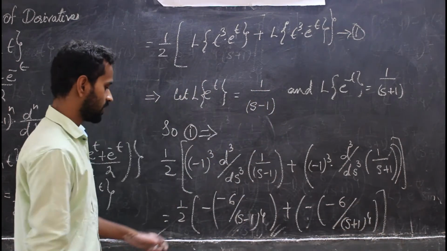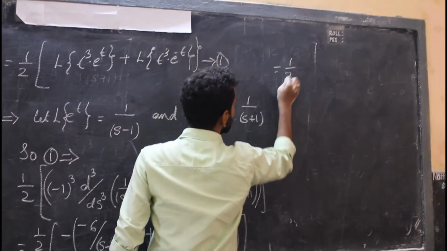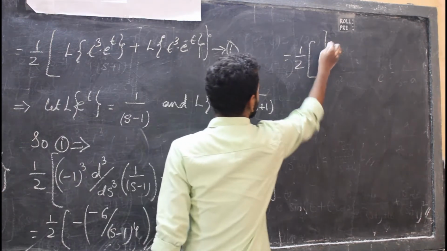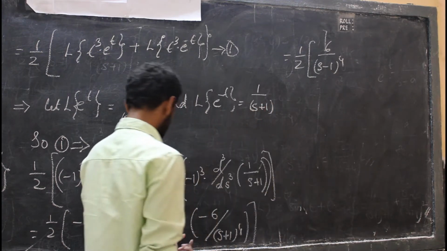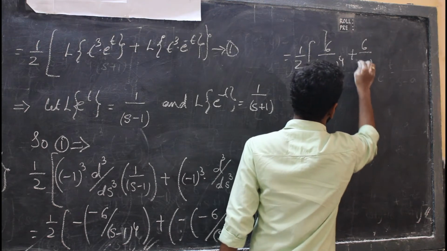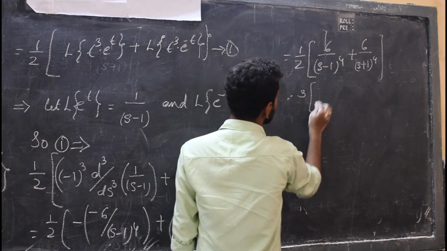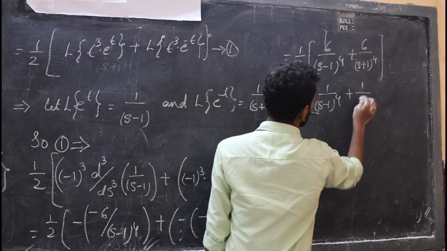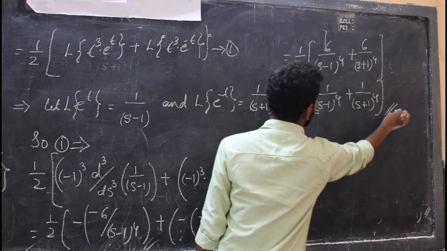Now in the simplification, the next step, 1 by 2 into minus into minus becomes plus, so that becomes 6 divided by s minus 1 whole to the power of 4 plus 6 divided by s plus 1 whole to the power of 4. And I take 6 outside, this becomes 3 into 1 by s minus 1 whole to the power of 4 plus 1 divided by s plus 1 whole to the power of 4, which is the required solution.